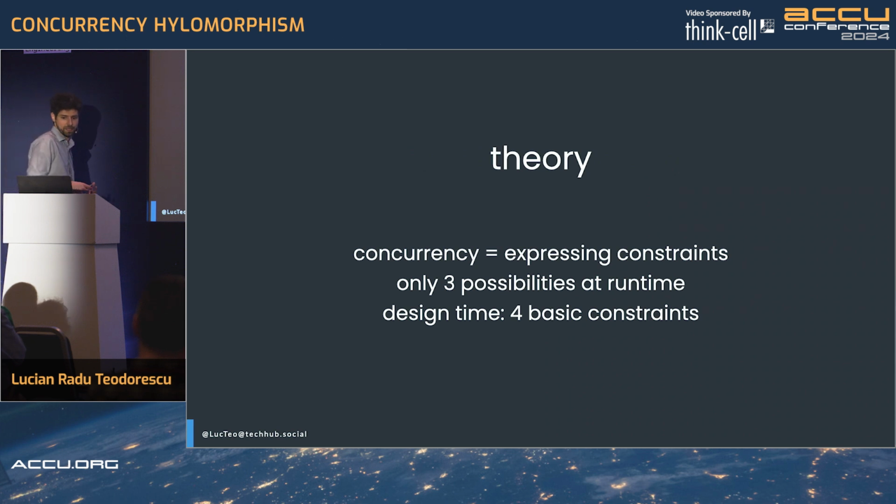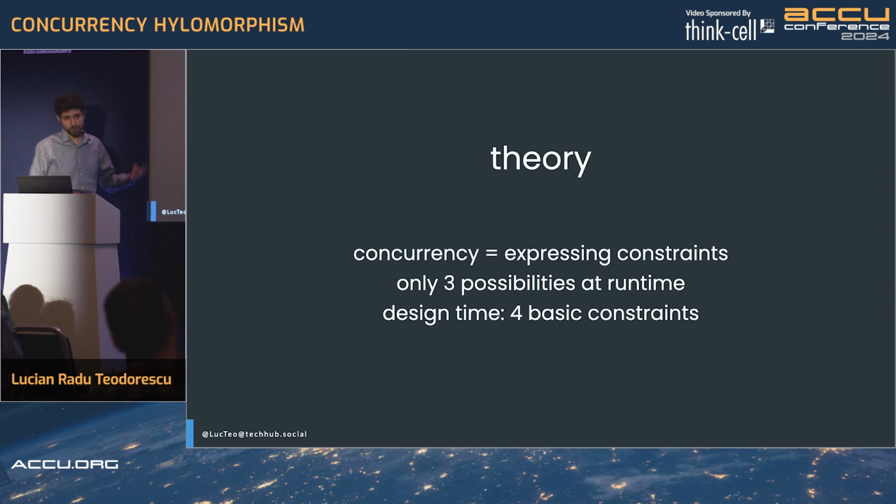From a theory perspective, we said that concurrency is about expressing constraints, right? Concurrency is not about mutexes, it's not about threads, it's not about anything. It's about expressing constraints, right? What would be the limits of the task to be executed? I think that if we all started thinking in those terms, life would be much, much easier.